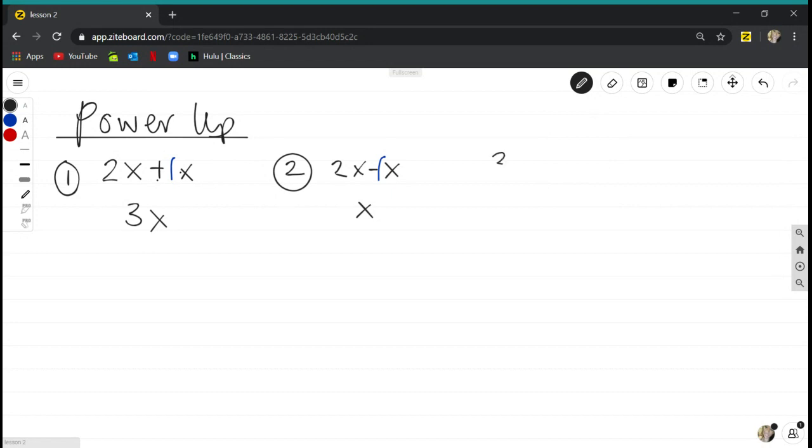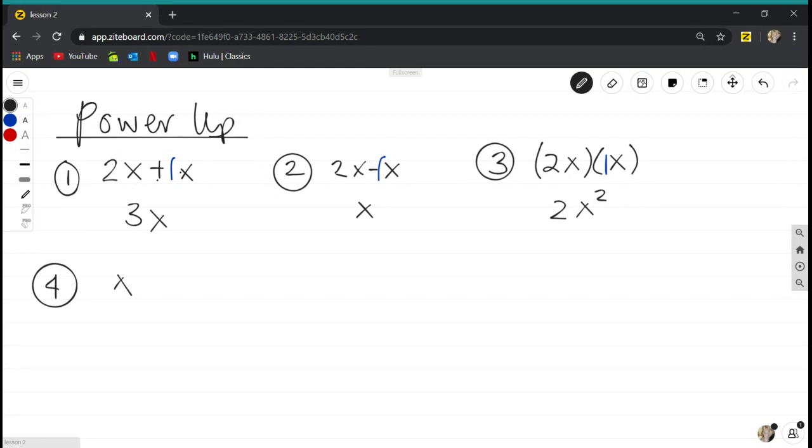Okay, so here it's going to be 2x times x. So you multiply them. It's like 2 times 1, right? And then it's going to be x times x, which is x squared.